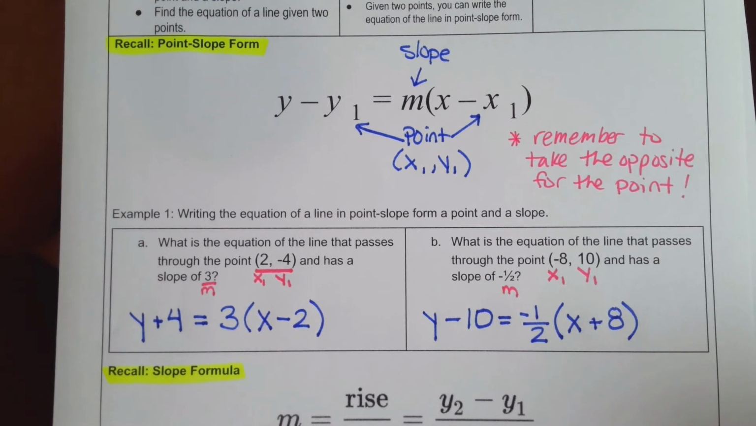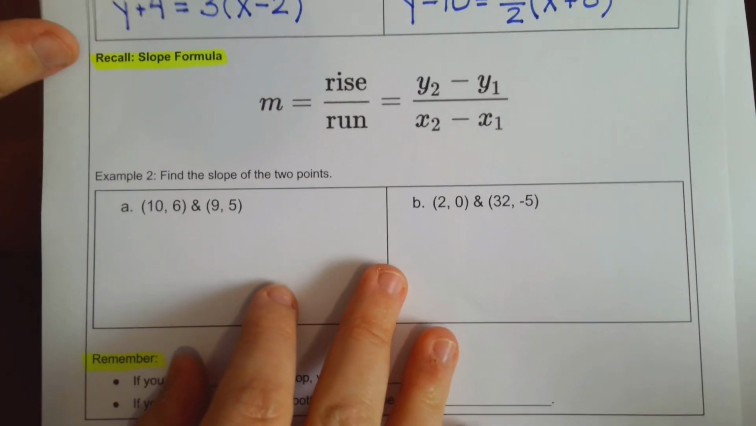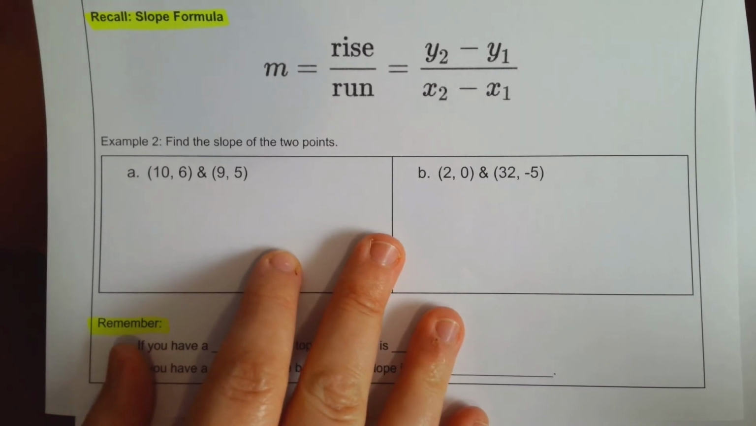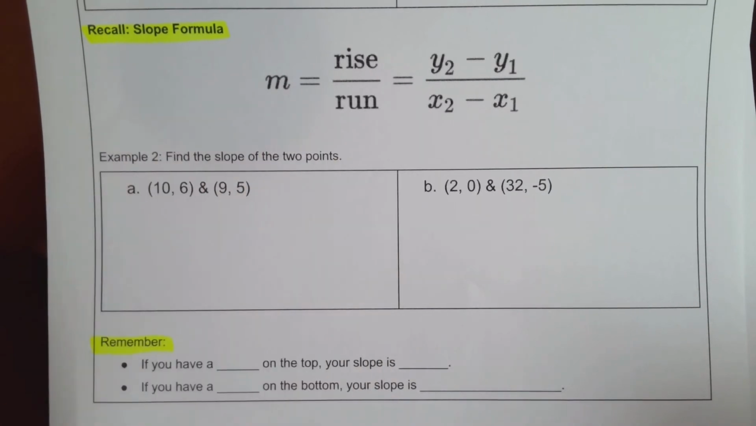Now, that's not all. You are going to have to do a little bit more work, and we'll get to that in just a moment. To be able to get to those slightly harder ones, you need to remember the slope formula. That's right. We're bringing slope back. So remember, m is equal to rise over run, which is y2 minus y1 all over x2 minus x1.